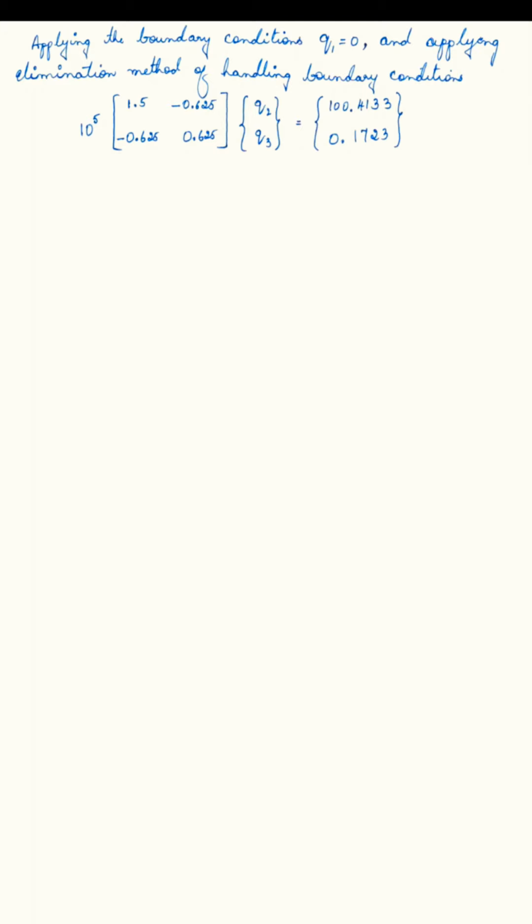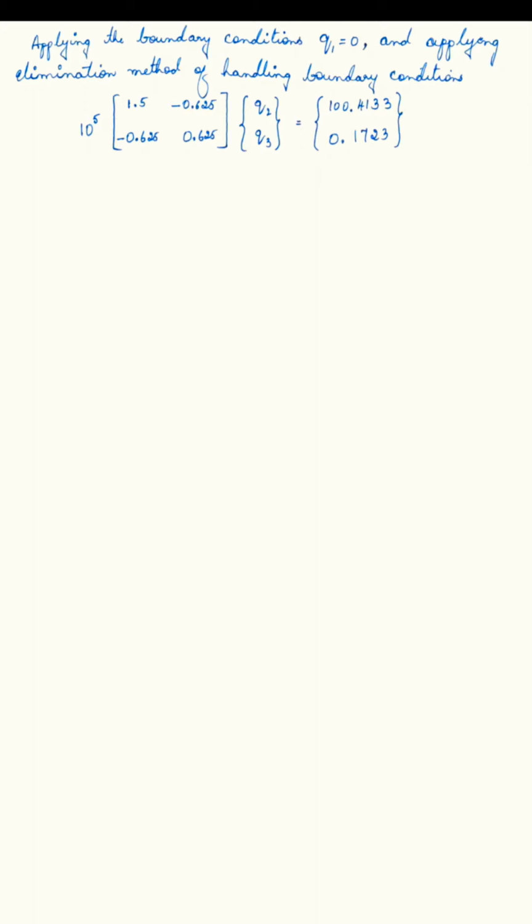So Q1 becomes 0, and with that, when we take the elimination approach, we will eliminate the row corresponding to Q1 in the equilibrium equation, and also, since Q1 is present in the first row, we will also eliminate the first column in global stiffness matrix. So once we do that, 10 to the power of 5 into 1.5, minus 0.625, minus 0.625 and 0.625 is the global stiffness matrix that remains. Q2, Q3 is the displacement vector that remains. 100.4133 and 0.1723 is the force vector that remains.